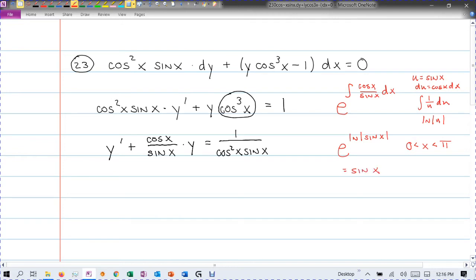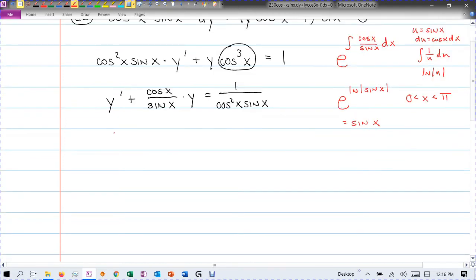Okay, that's our integrating factor. So now we have the left side is d/dx of sine x times y, and then multiplying this right here by sine x, we get 1 over cosine squared. Nice, that's secant squared x. I don't have any issues integrating that. That's just tangent x plus c, and then divide everything by sine.